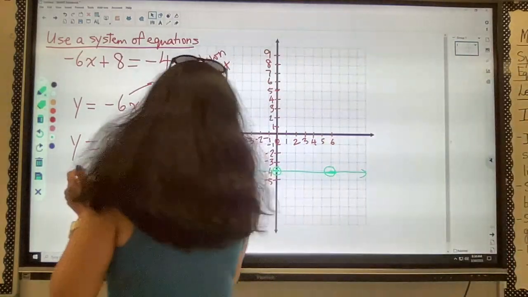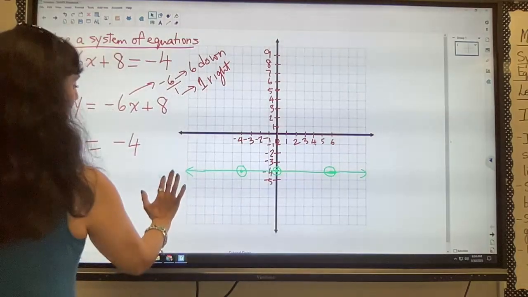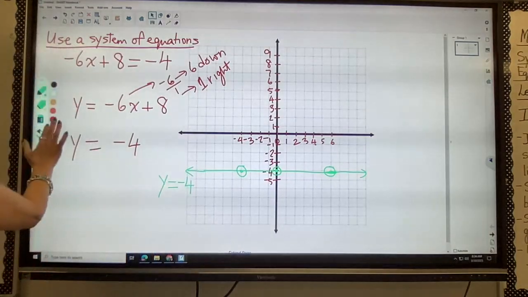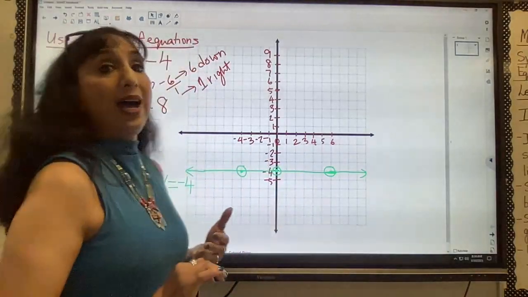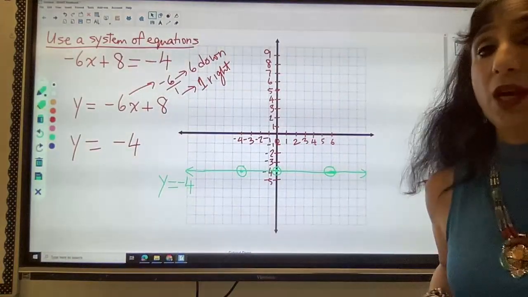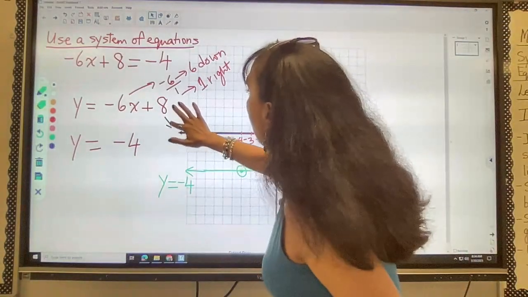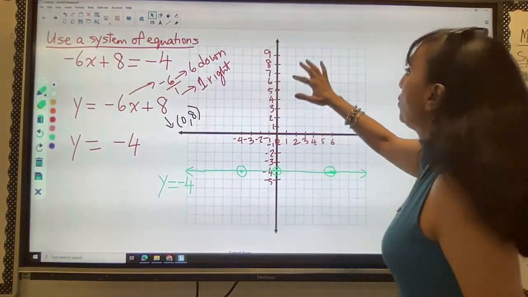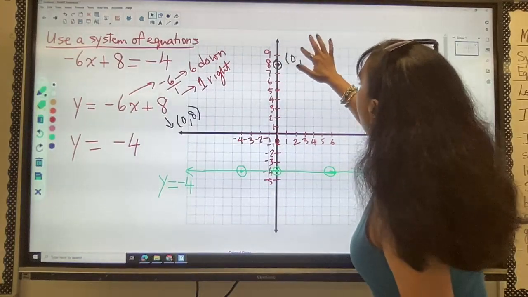And so this is going to be a straight horizontal line, and this one is basically telling me that y is equal to negative 4. Now let me use another color to show you y is equal to negative 6x plus 8. Okay, so I know that my y-intercept is 0, 8. So I'm going to go to 8 and I'm going to plot this. And this is 0, 8.